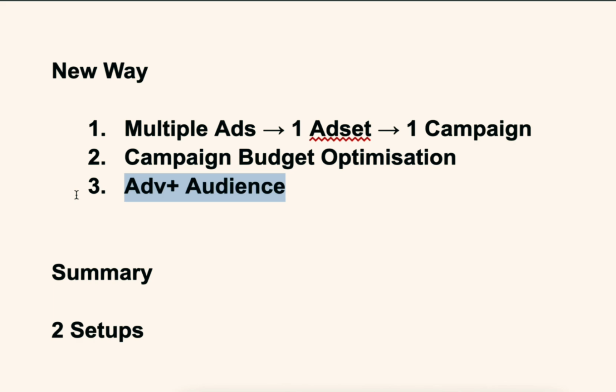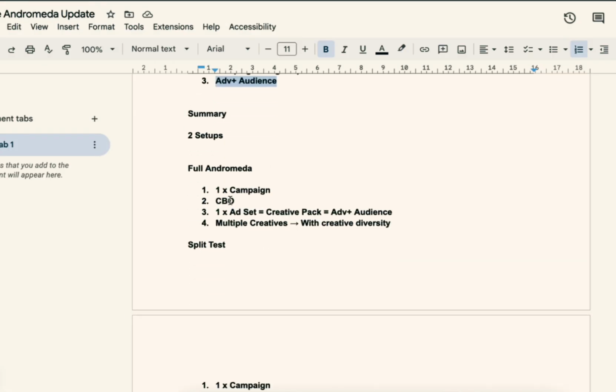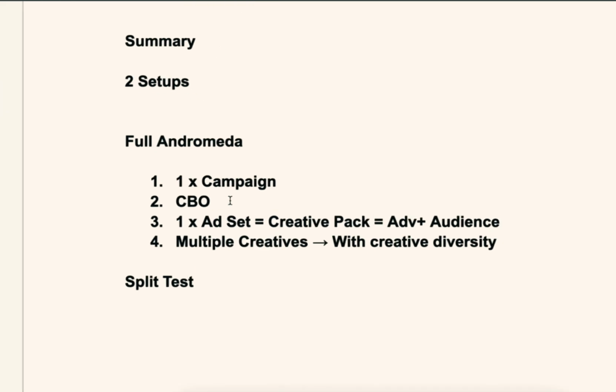So when you're in the advantage audience setup, you do advantage audience. So here's the summary, right? Here's what you want to take away from it. You can do two different setups. Now, this is specifically if you're doing lead gen, book a call, right? One campaign, CBO, one ad set with all the ads in that ad set with advantage audience, multiple creators with creative diversity. So multiple ICPs, multiple angles that you'd have in there.